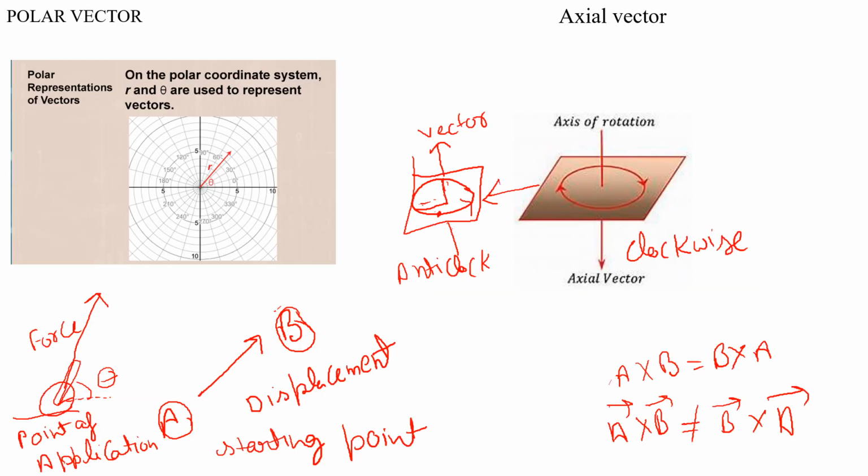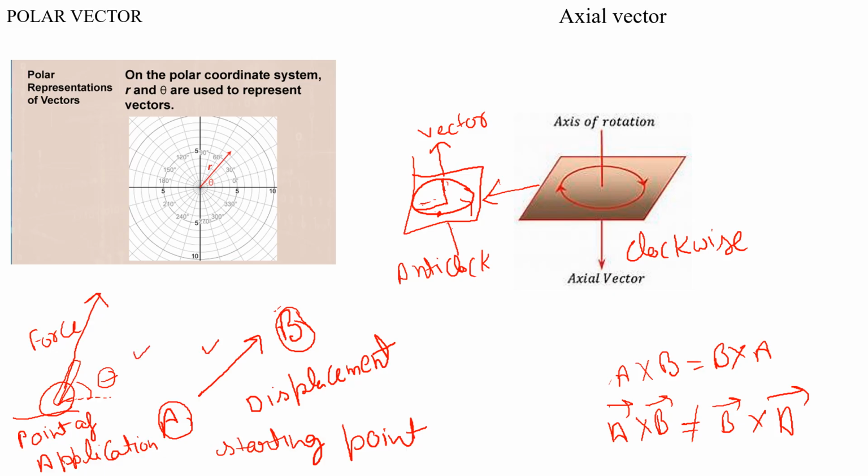The polar representation of vectors depends on the polar coordinate systems. r and theta are used to represent vectors. In the case of a displacement, these have starting points A and B, and in the case of a force, this is the point of application.